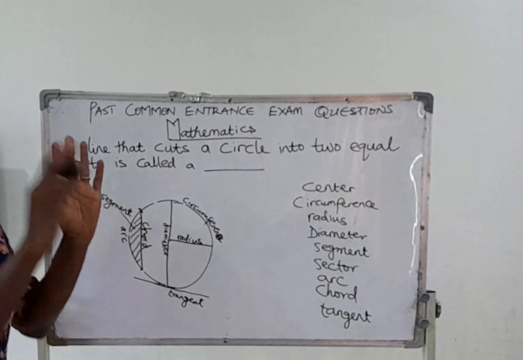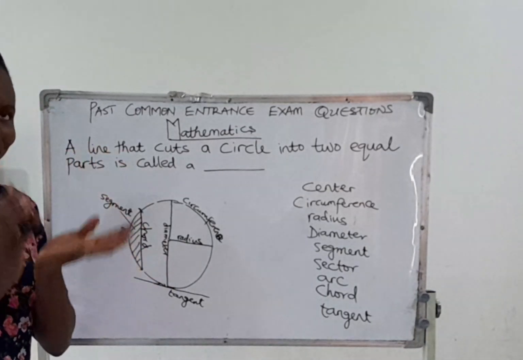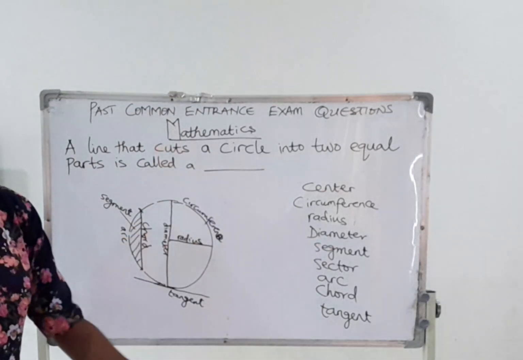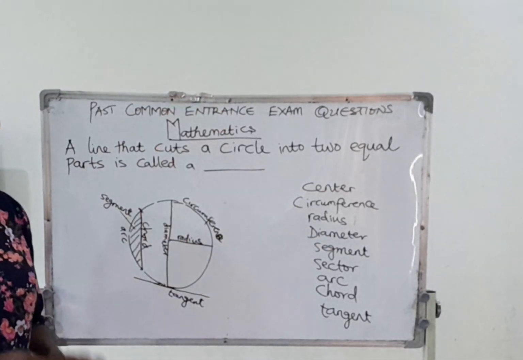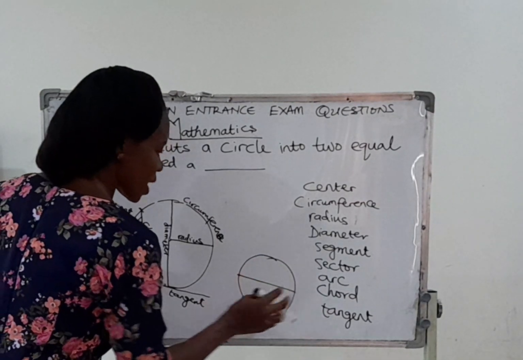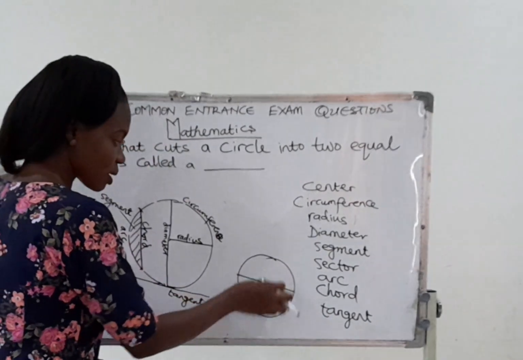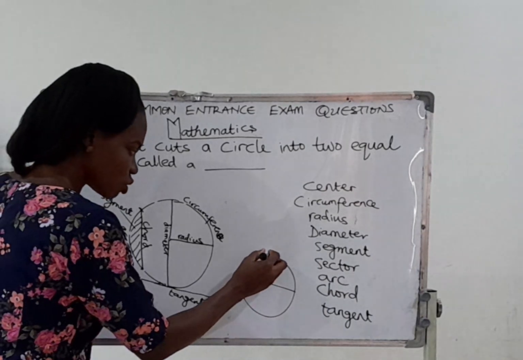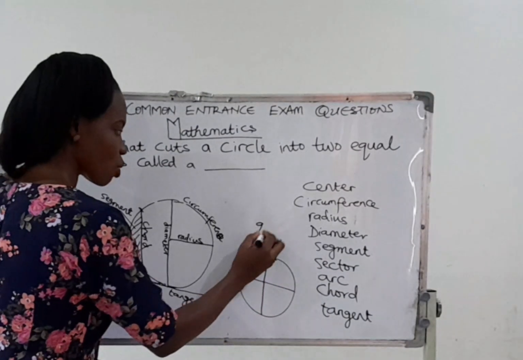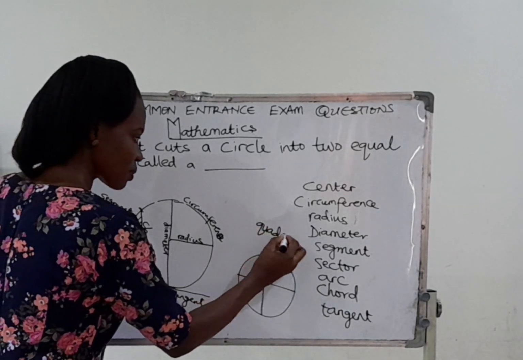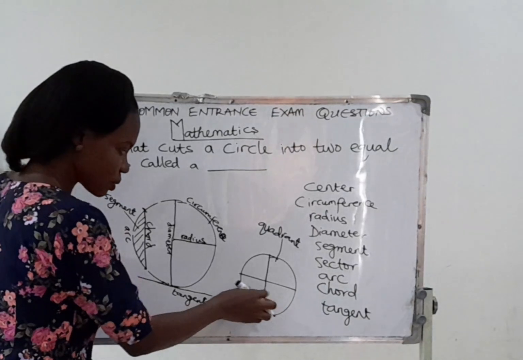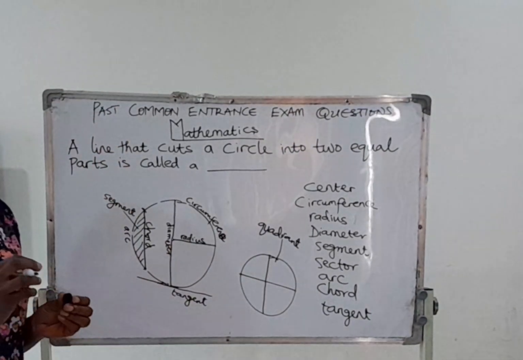So that is that. Then there's another part of a circle I want us to look at, though these are the basic ones they ask in common entrance. When you divide a circle into two equal parts, you have a semicircle. So this is a semicircle, this is a semicircle. If you divide it into four equal parts, you have what is called a quadrant. This is called a quadrant, whereas two quadrants will give you a semicircle. So this one is a semicircle. I hope you are getting it.